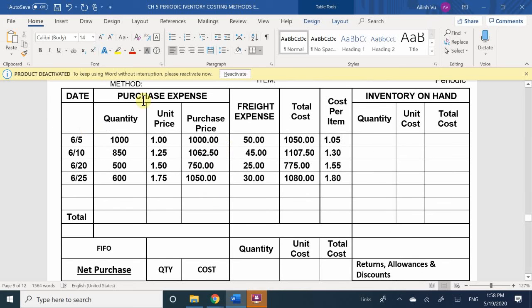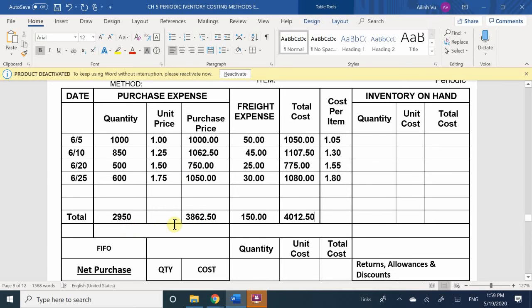So what's the first thing we have to do? The quantity. We have to add it all up. We have to sum up all the totals. So what's first? Quantity is 2,950. The purchases are $3,862.50. And then freight is $150. And the total is $4,012.50.